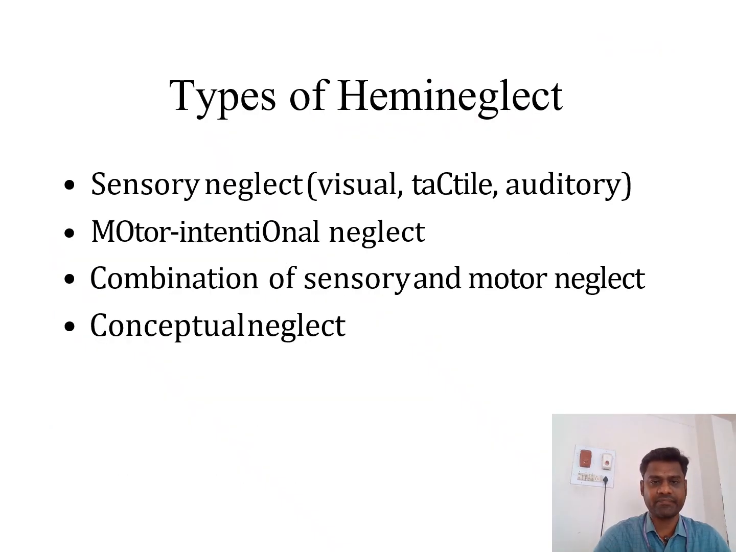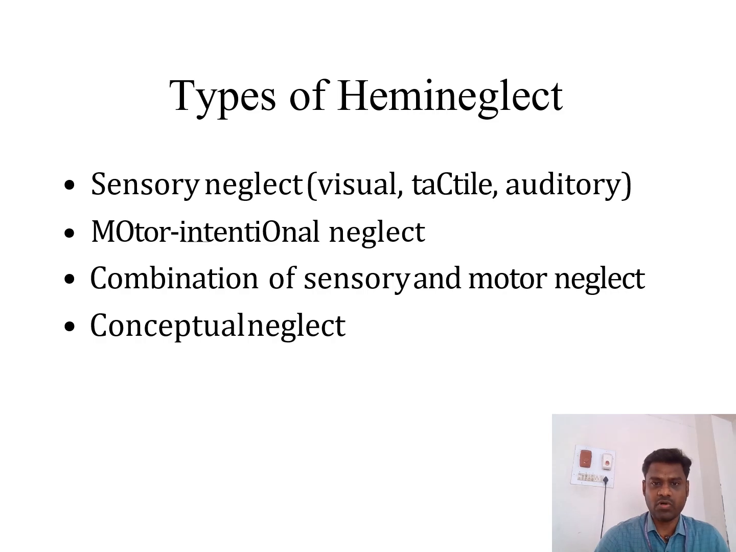Then there are a few types of hemi-neglect. One is sensory hemi-neglect, which may be because of visual neglect or tactile neglect or auditory neglect. It means the vision may be affected, and because of that hemineglect may occur. Tactile sensation may be affected, and because of that neglect may occur. Auditory sensation may be affected, I mean they cannot hear, so that sensory neglect may occur.